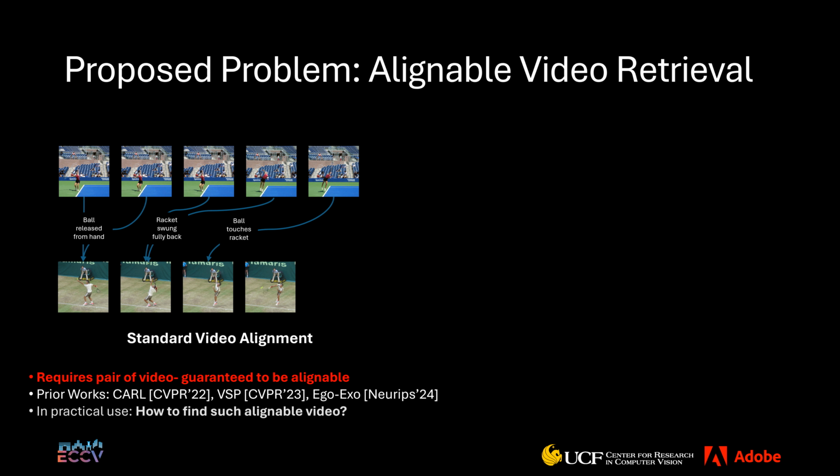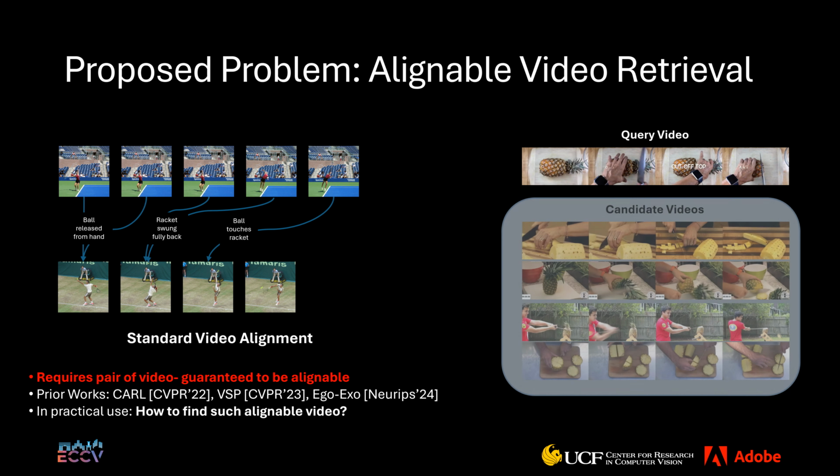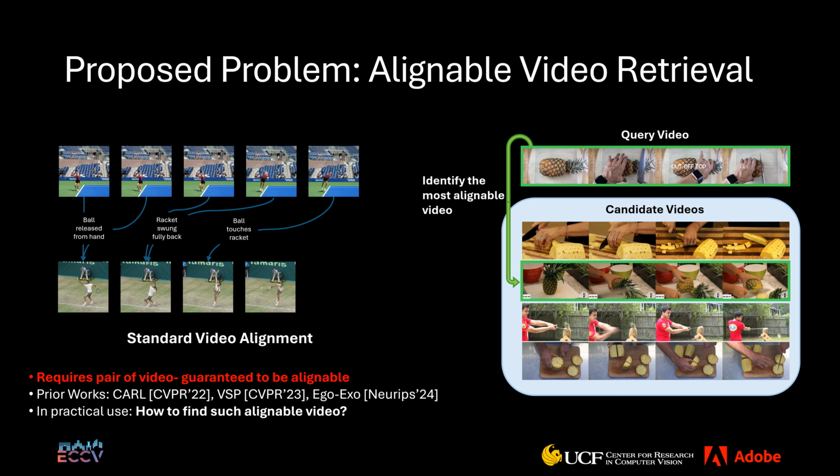This brings us to the research question: if we have a reference video, how can we find the most alignable video from a large dataset? That's the problem we aim to address in this work. Given a query video, our task is to identify the most alignable video from a set of candidate videos. Essentially, we evolve the conventional temporal alignment problem into a search problem, which we refer to as alignable video retrieval.